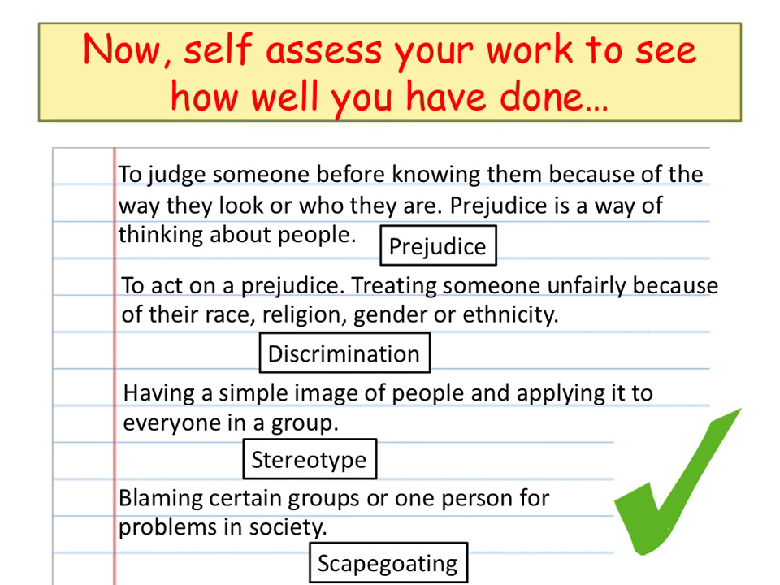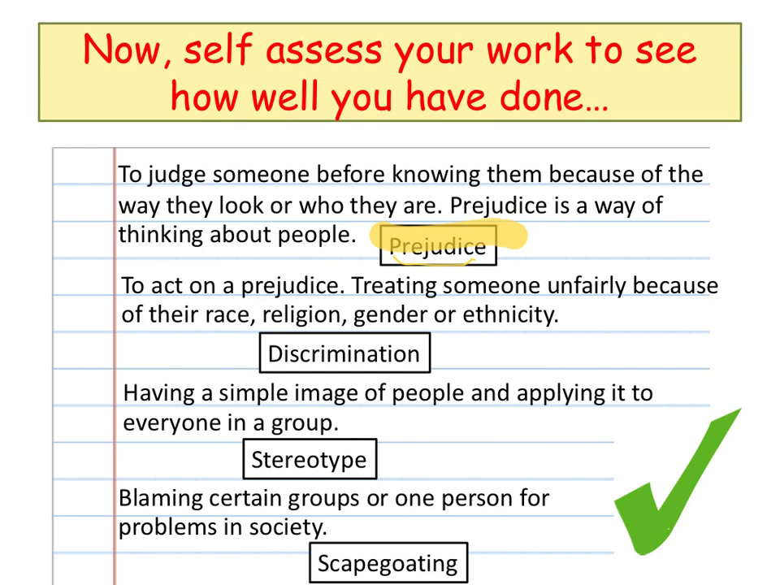Okay, assess yourself, see how well you've done, give yourself a mark for everyone you get right. First one was to judge someone before knowing them because of the way they look or who they are. It's a way of thinking about people. This is prejudice. If you have a look at the word, you can see within it you've got prejudge. If you think of it like this, then it will mean that you don't forget that definition.